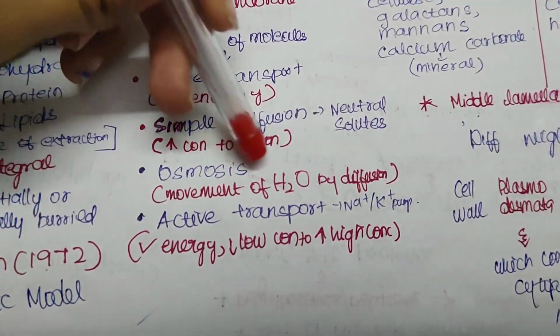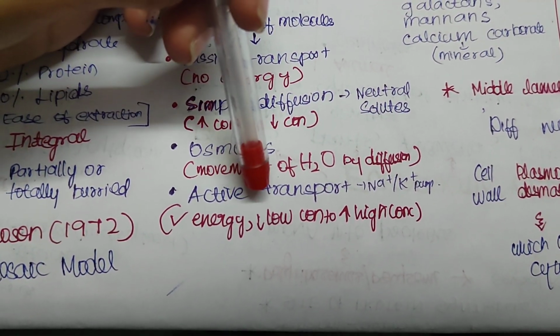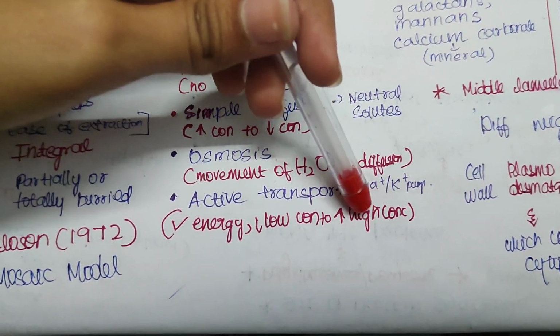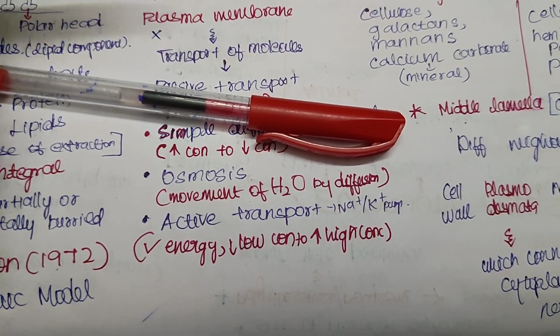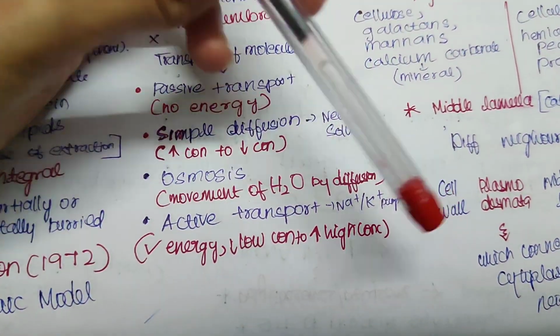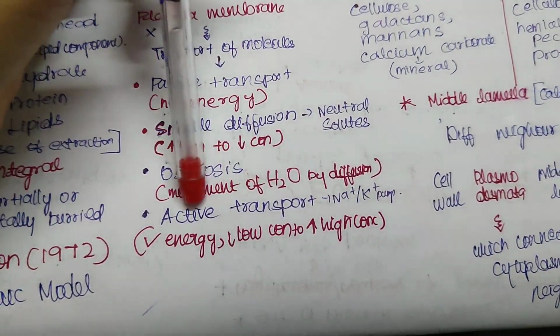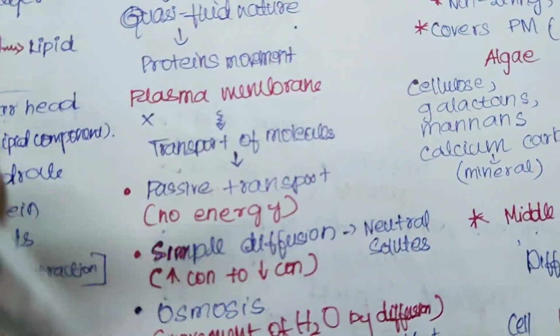Now active transportation is where the energy is required, because here it will move from the lower concentration to higher concentration. Generally, if you assume, putting a thing from higher to lower is easy, but making it move towards the high is tough, so it needs some energy. So this is called active transport, and the example is the sodium potassium pump.